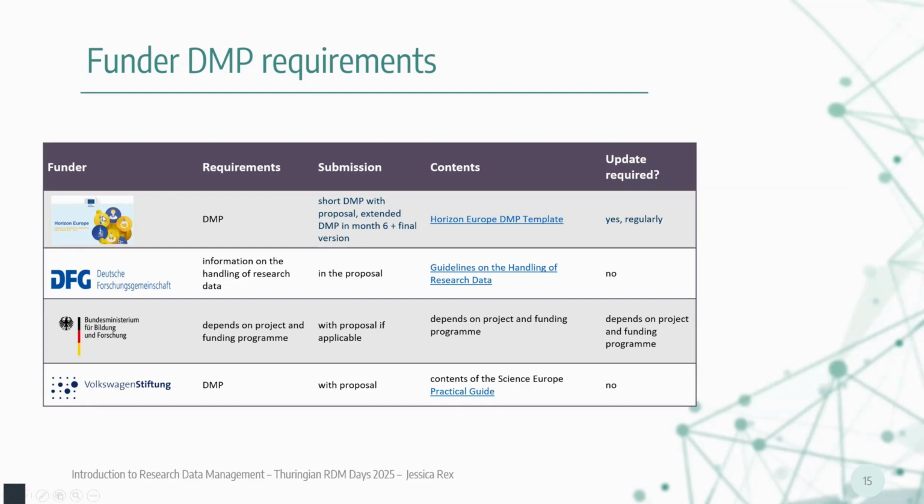If we start with the European Commission and their framework program Horizon Europe that's running right now, they do require you to write a data management plan. At first you have to write a short one with your proposal and then hand in an extended one in month 6 plus a final version at the end of your project. They provide you with a template for the contents, and they require regular updates to your data management plan. So this is a relatively strict requirement on the researchers that do their work in EU-funded projects.